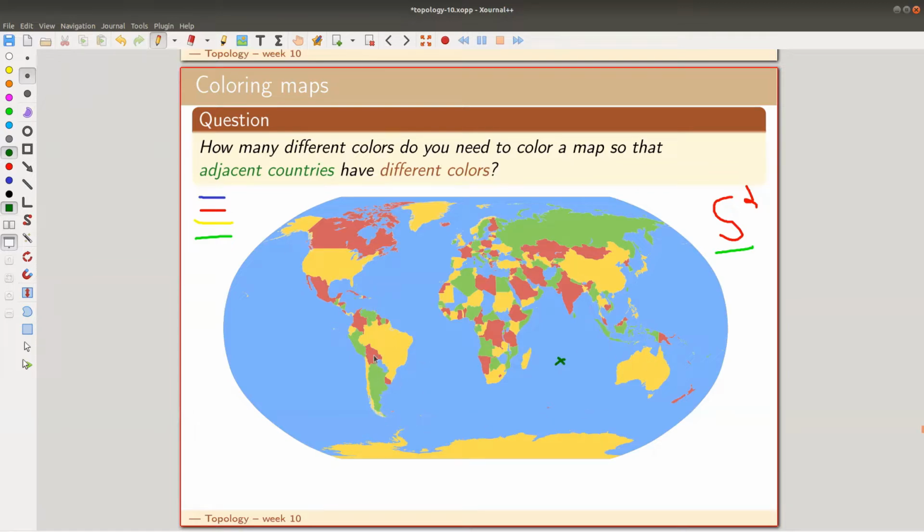Right? So here's a blue country, and here are some blue countries, but they are all kind of inside of land masses, so they're not neighboring. They don't have any shore. They're not neighboring the ocean.